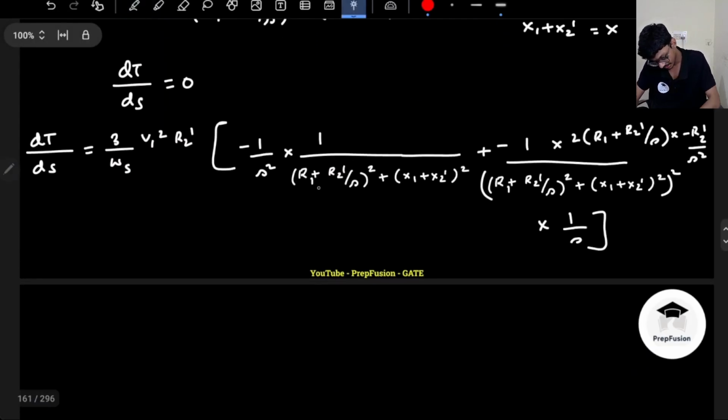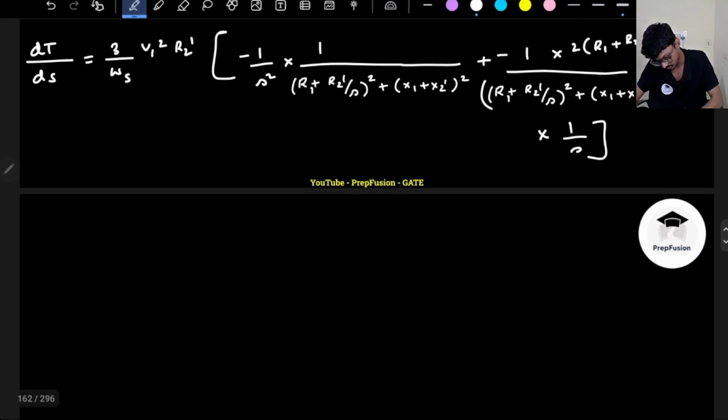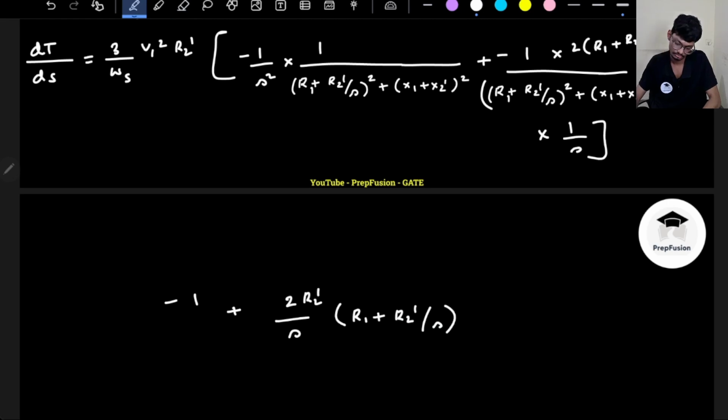So basically this will be cancelled. One of them will be cancelled, and 1 by s also will be cancelled. So minus 1 by s will stay here, plus this will be 2 into, okay, s square is also there, 1 by s also will be cancelled, basically s square also is cancelled. This is 2 divided by s into r2 dash into (r1 plus r2 dash) divided by s.